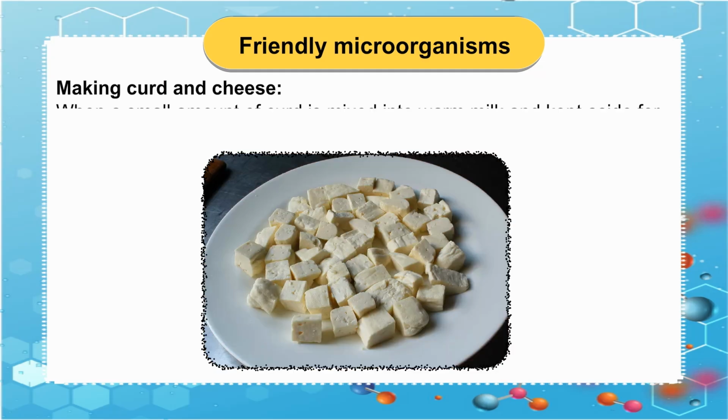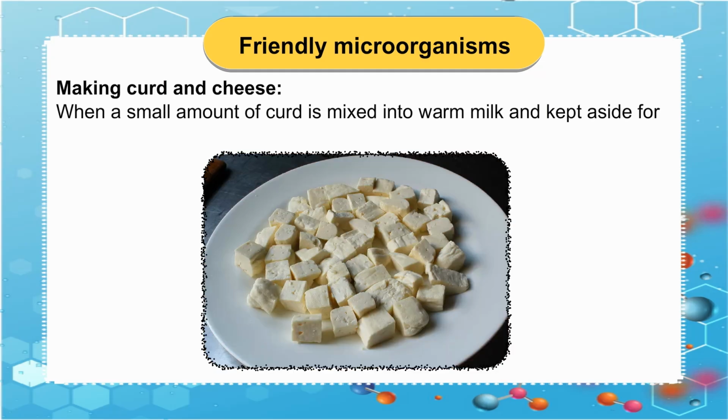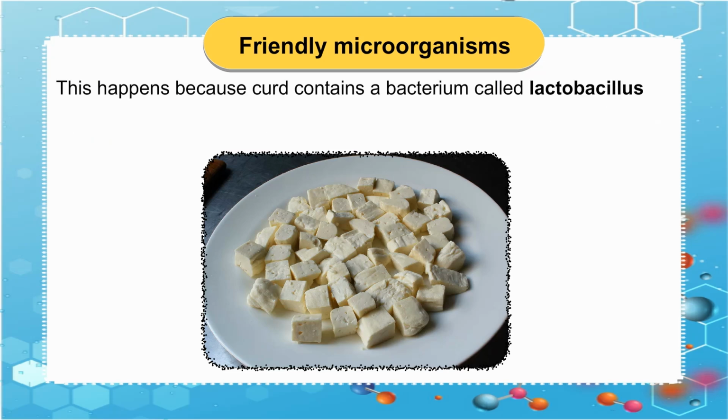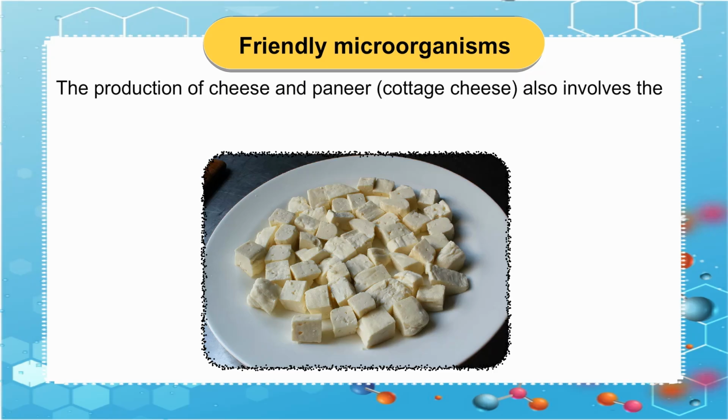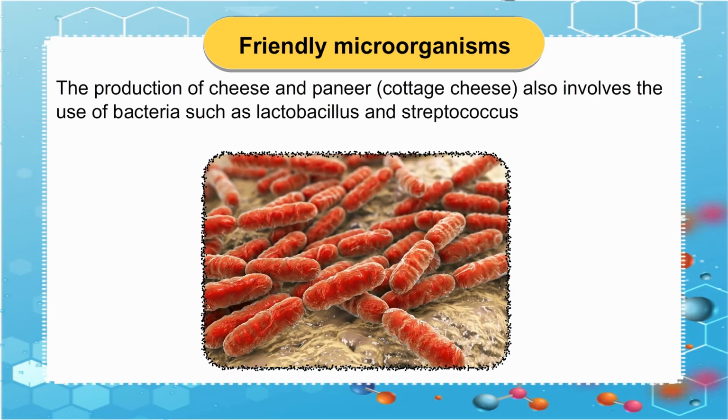Making curd and cheese. When a small amount of curd is mixed into warm milk and kept aside for a few hours, the milk changes into curd. This happens because curd contains a bacterium called lactobacillus. Lactobacillus bacteria multiply in the milk and coagulate it to form curd. The production of cheese and paneer, cottage cheese, also involves the use of bacteria such as lactobacillus and streptococcus.